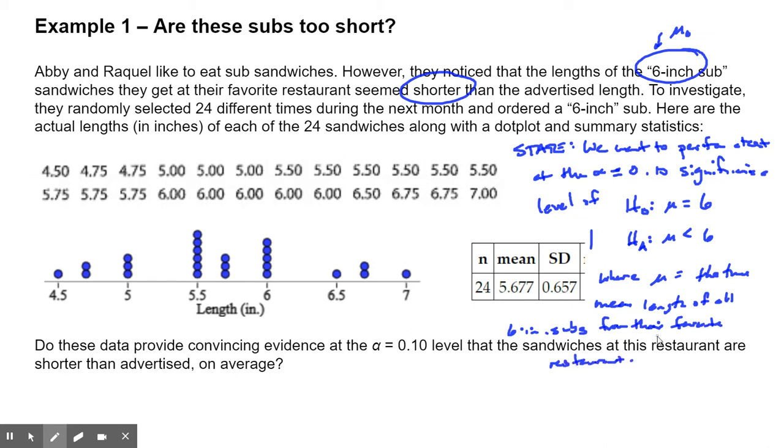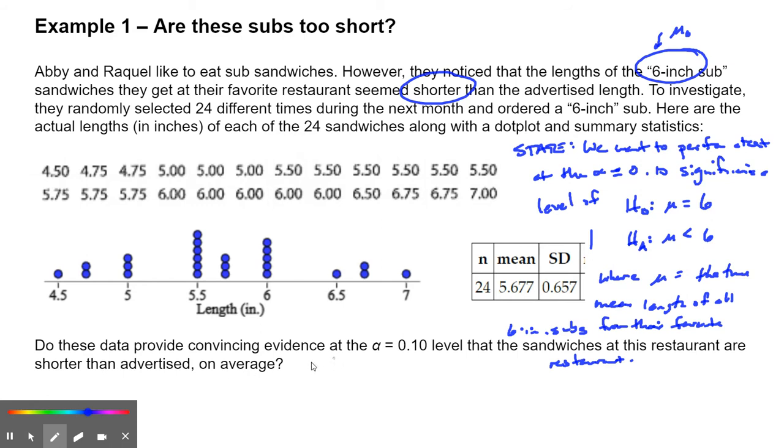I noticed that on the 8.4 homework, a lot of us were not including the specific population, right? So we are not looking at all 6-inch subs in the known universe. No, we are focused on the ones at their favorite restaurant. So make sure you talk about that in the where, when you're defining the parameter, and also in the conclusion, when you're concluding. So again, this phrase we will use again in the conclusion. Okay, so I'll try to leave that up there as much as I can.